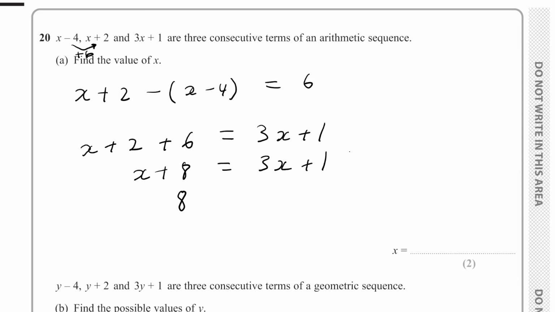Take away x from both sides. Take away 1 from both sides. And half both sides. X is 3.5. 3.5, 7 over 2.